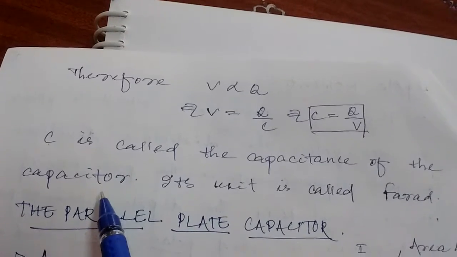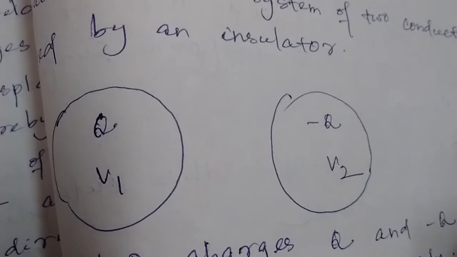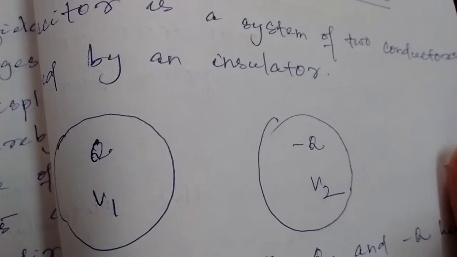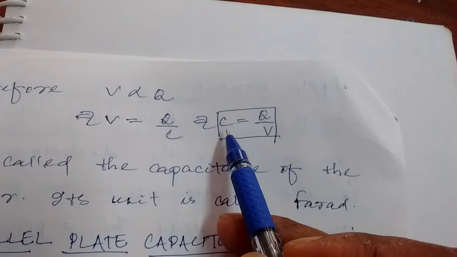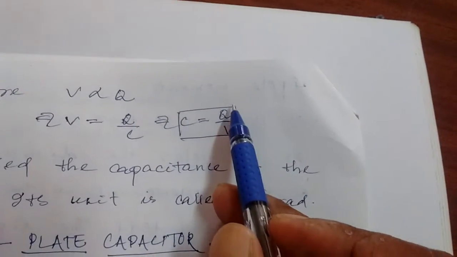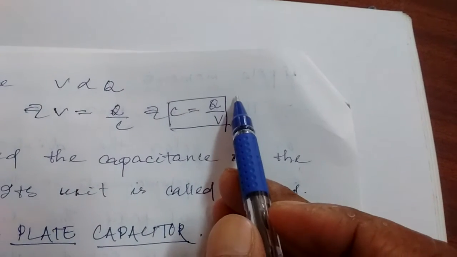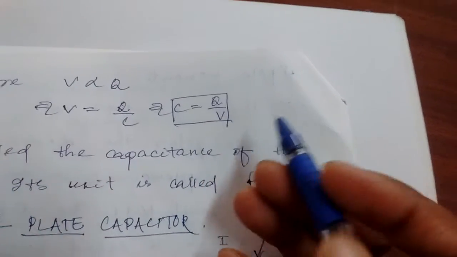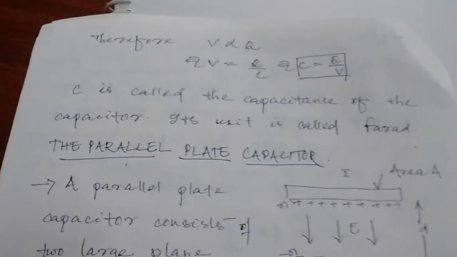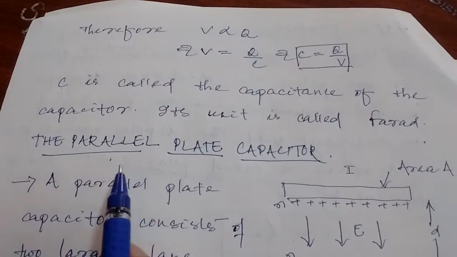Okay, first of all, what is a capacitor? A capacitor is a pair of conductors having opposite charges, and C is the capacitance of that capacitor, whose value is Q by V, where Q is the charge on either plate or either substance, and V is the potential difference between the substances. That's all.